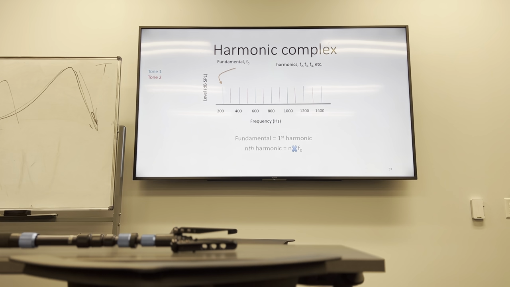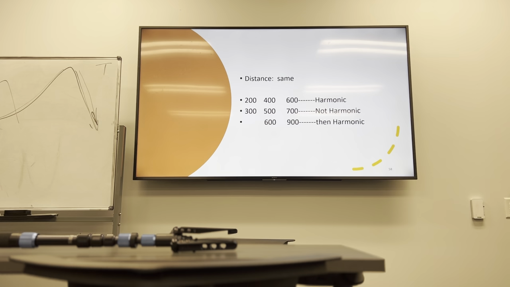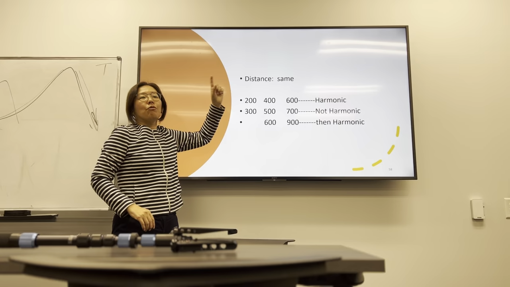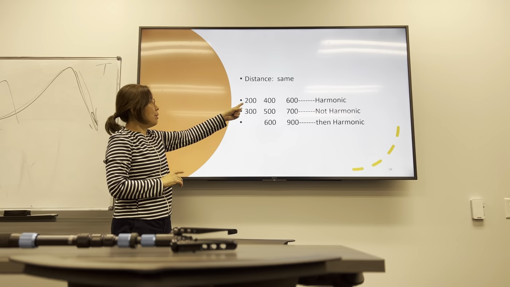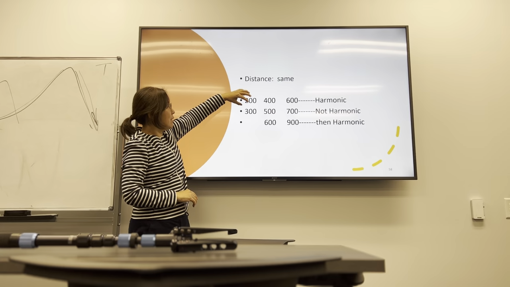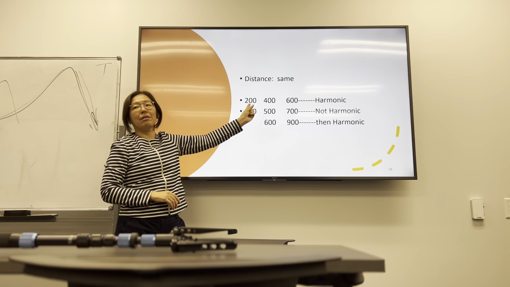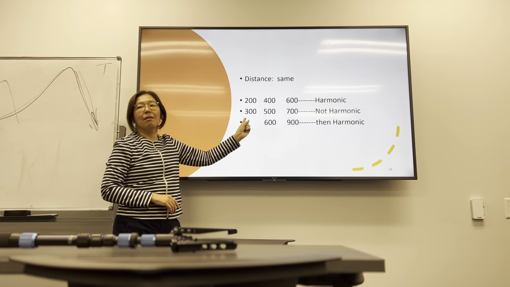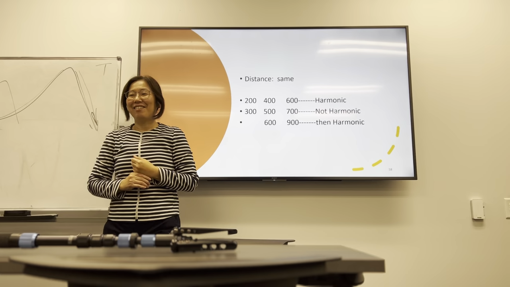Sorry, can you explain that again? The previous slide, the harmonics? Yeah. If this is the fundamental frequency, the next harmonic has to be double. So 200 times 2 is 400, 200 times 3 is 600, because this is the fundamental. It has to be a multiple of the fundamental frequency. If 300 is the fundamental frequency, the next harmonic should be 600, not 500. Yeah. Thank you.